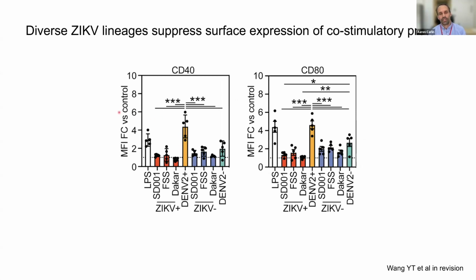Similarly, if we look at cell surface expression of co-stimulatory molecules, CD40 and CD80, we see strong upregulation of this cell surface expression in dengue virus infected DCs, but not in Zika virus infected DCs. So basically no upregulation of the molecules that are really critical for T cell co-stimulation.